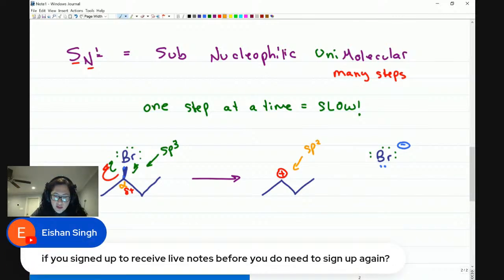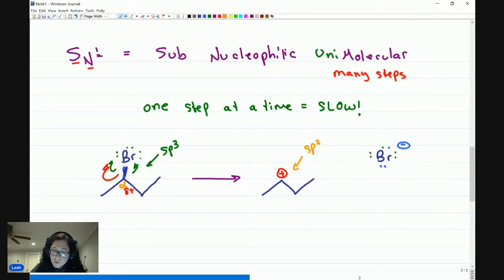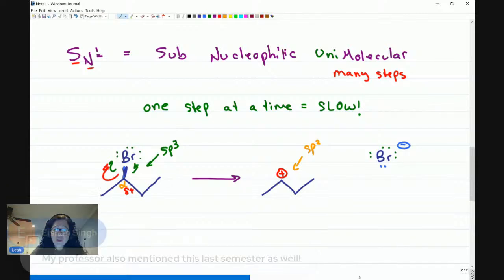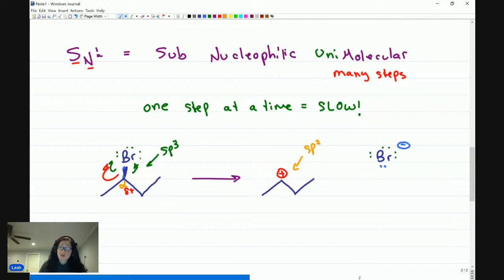If you signed up to receive live notes before, do you need to sign up again? Yes, because then I'll have you tagged for this one. If you signed up in the past, I had you tagged for the other one. My professor also mentioned this last semester as well. That's good that your professor brought it up because a lot of students don't.